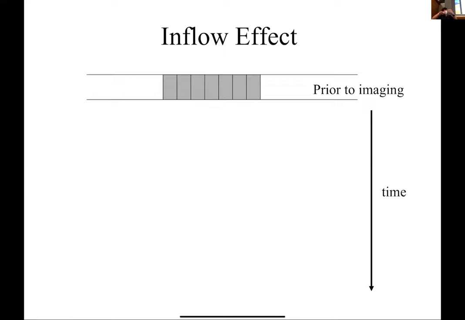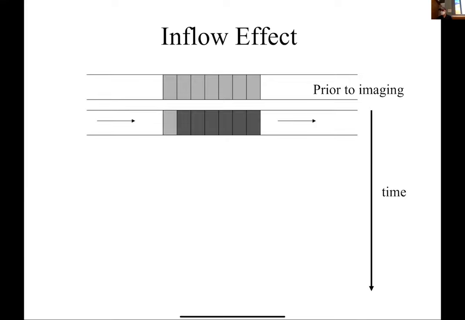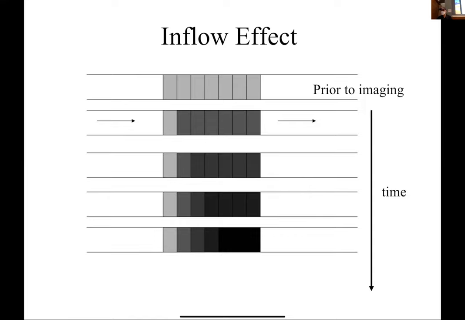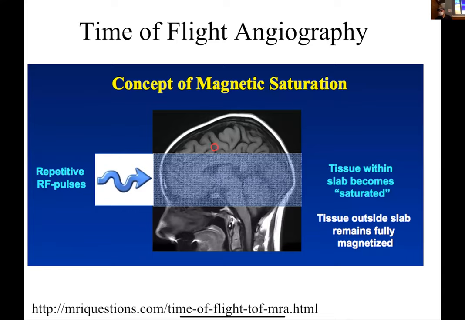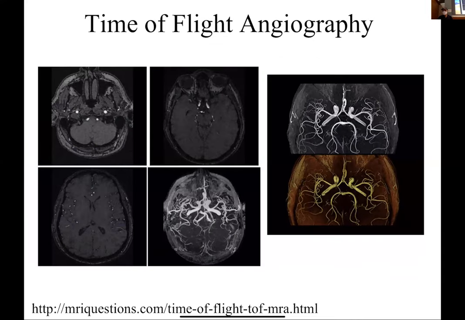But anything that's flowing in doesn't see all those RF pulses, so it's fresh magnetization that's coming in. So if you have a sequence where you're always pushing these spins down, it would be sensitive to stuff flowing in, and that's called the inflow effect. That's shown here where, for example, everything in the vessel is dark, but as stuff flows in, it's bringing in fresh magnetization. So you're sensitive to stuff that's flowing in. That's the concept here. You have repetitive RF pulses that saturate the tissue, pushing down that magnetization, but stuff that flows in will now appear. And if you do that, you get these really amazing images called time of flight angiography.